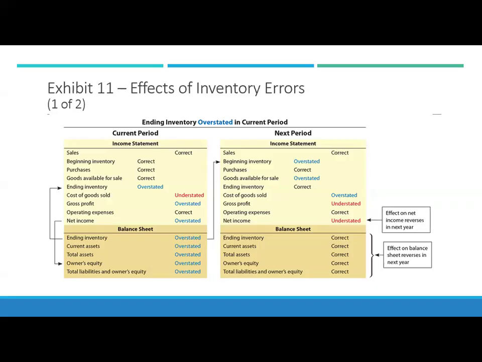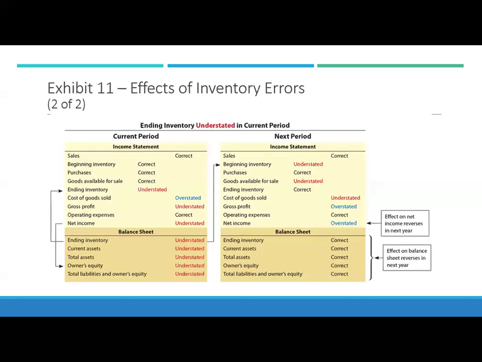And so if we do not properly accrue our inventory in one period, the balance sheet's going to be wrong this period, but correct the next period. But at least two statements of income, at least two years of income statements, are going to be incorrect because of this error. And it's the opposite balances for amounts that are understated.